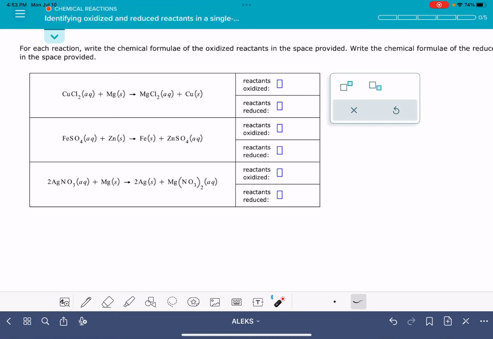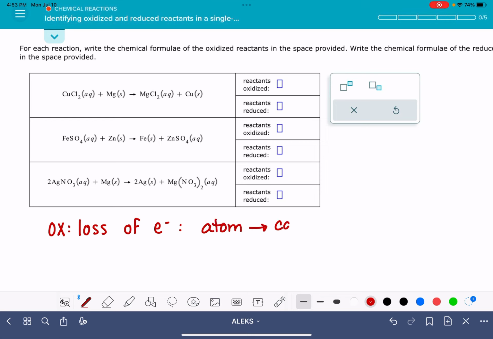In this video, I'll show you how to solve the ALEKS problem called identifying oxidized and reduced reactants in a single displacement reaction. Let's start with some definitions. First of all, oxidation is defined as the loss of electrons. One example of oxidation would be an atom, which is neutral, losing some electrons and being converted into a cation, which is positively charged.